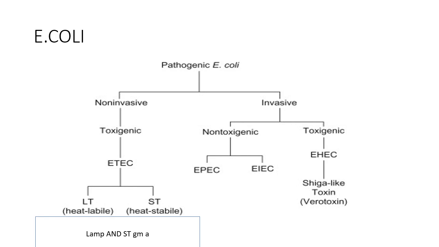Whereas, as I told you earlier, the toxigenic variety, that is the enterohemorrhagic E. coli, can produce a Shiga-like toxin, that is a verotoxin, which can affect the ribosome and inhibit protein synthesis. Just go through the previous slides.